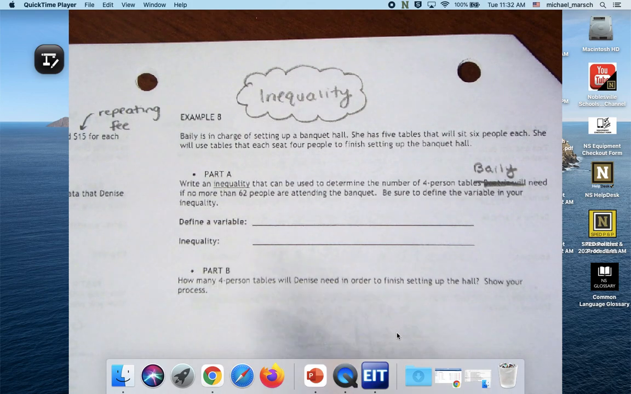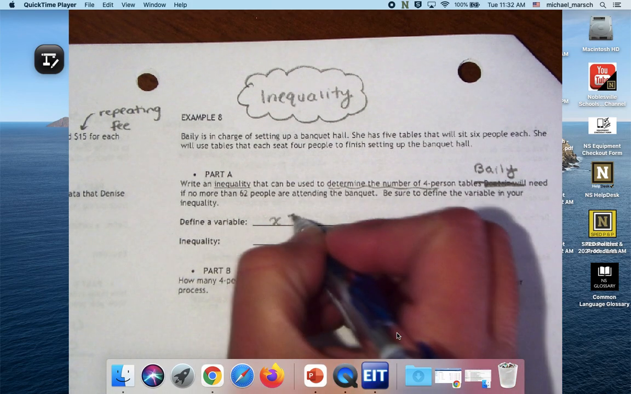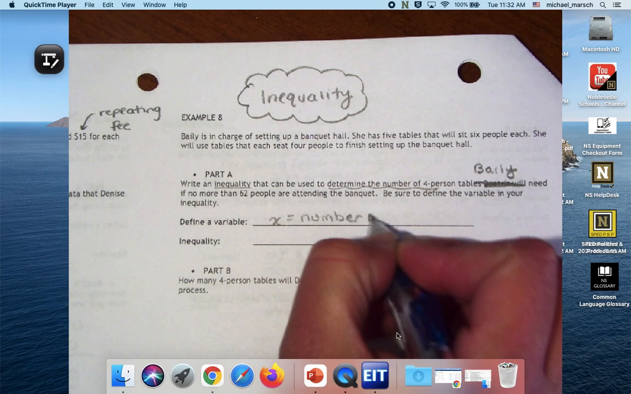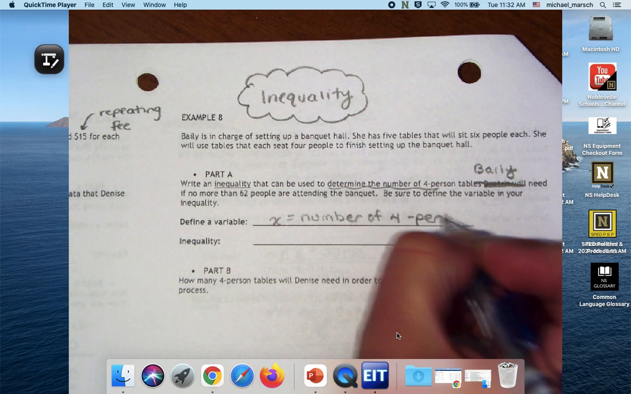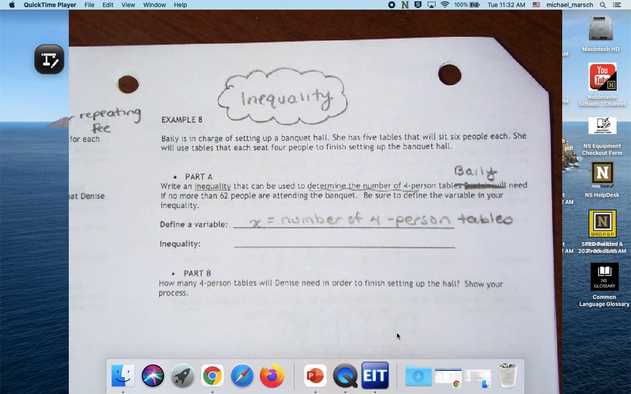All right. She's in charge of setting up a banquet hall. She has 5 tables that 6 people can sit at. She's going to use tables that each seat 4 people to finish setting up the banquet hall. Write an inequality that can be used to determine the number of 4-person tables Bailey will need if no more than 62 people are attending the banquet. All right, so X is the number of 4-person tables she will need if no more than 62 people attend the banquet.